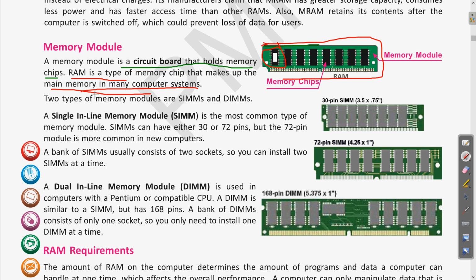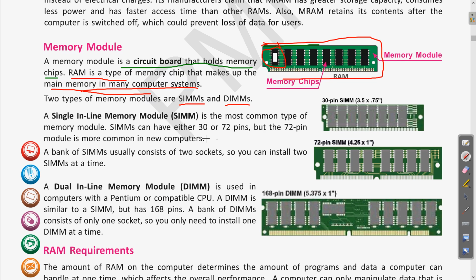Then there are two types of memory modules, that is SIMM and DIMM. So already, what is a memory module? We know that a memory module is the circuit board on which these RAM chips, or the memory chips, are present. Clear? The circuit board on which these chips are available is called a memory module. Clear? Now we are seeing that these memory modules are of two types, one is SIMM and the other DIMM. Let us see what is SIMM and DIMM.